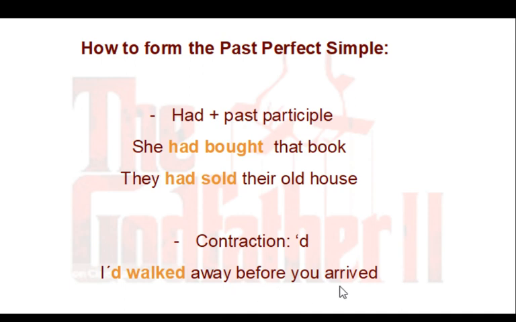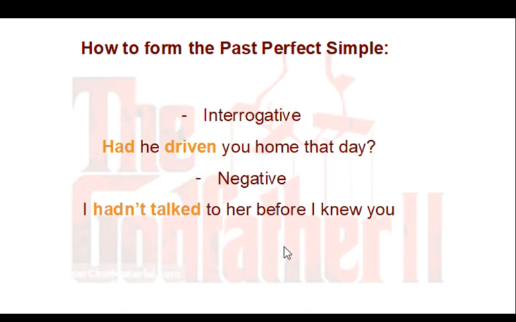Okay? Let's keep going. For interrogative sentences, as always, we switch the subject and the auxiliary verb. So we start with the auxiliary verb had, then the subject, whatever it is, and then the past participle. In this case, driven, the past participle form of the verb drive. Had he driven you home that day?